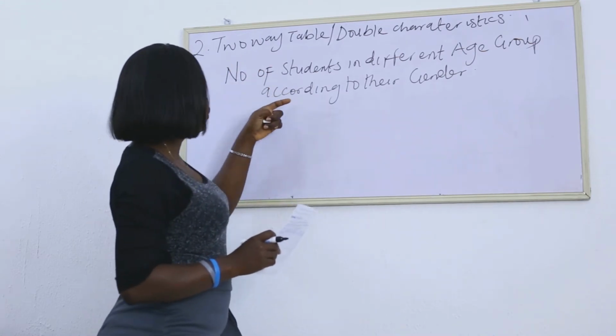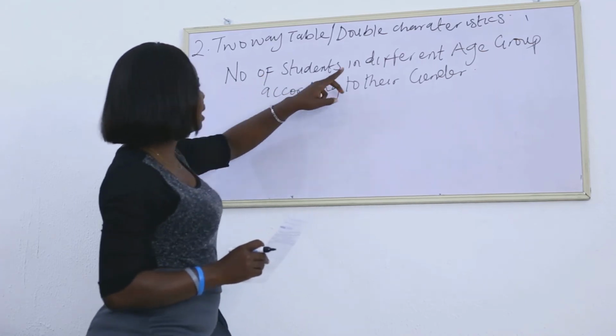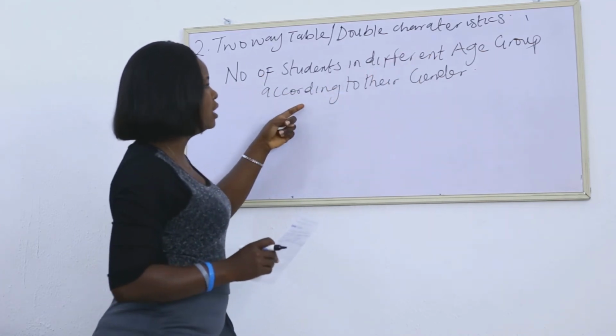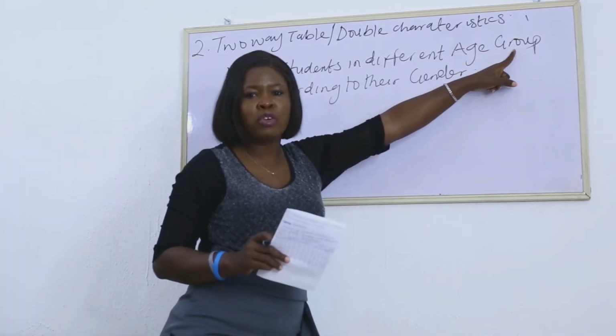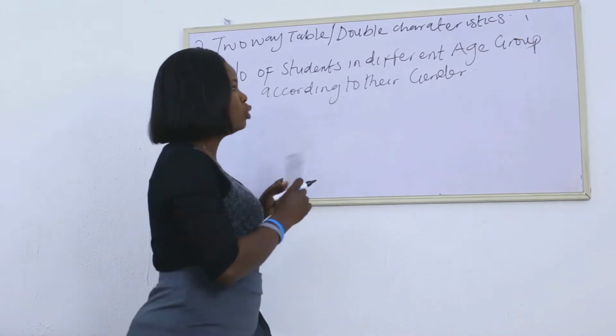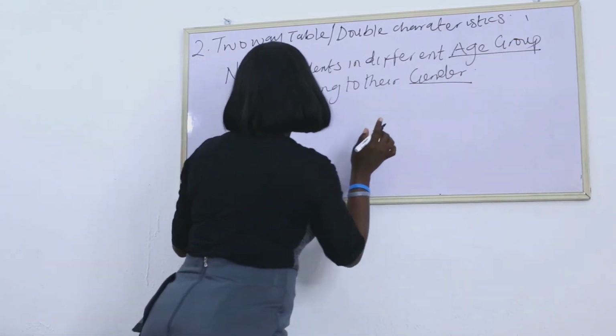From the title of the table, we have said table 2 and the number of students in different age groups according to their gender. Here we are representing their age group and we are also representing what? Their gender. The two characteristics are shown here. One is the age group, then the second one is the gender.